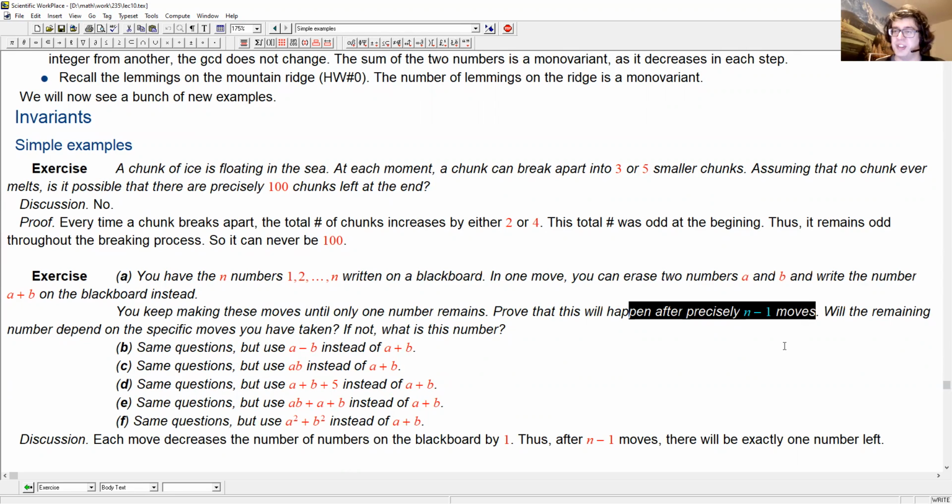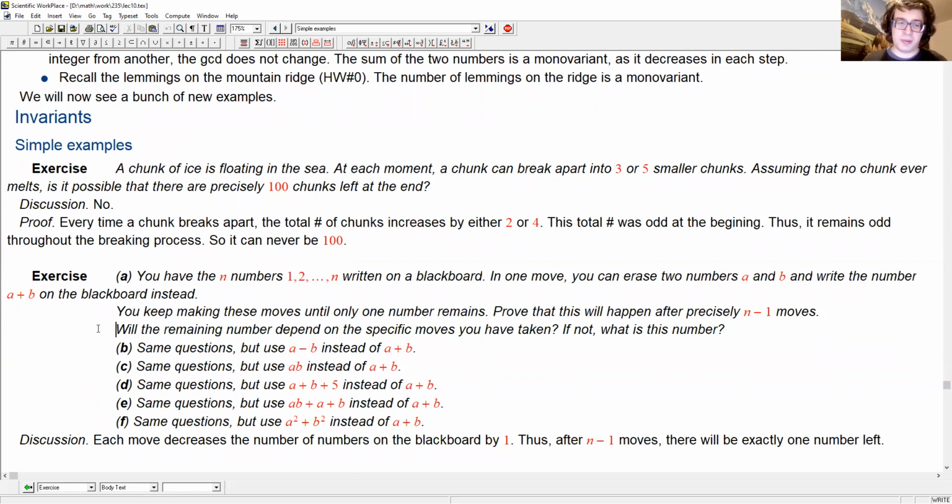So this whole state of only one number remaining is reached after exactly n-1 moves. With fewer moves, you will still have more numbers, whereas more moves is impossible because you cannot do a move with only one number left. Okay, so this part is done. Now what's left is this question. These are the interesting ones.